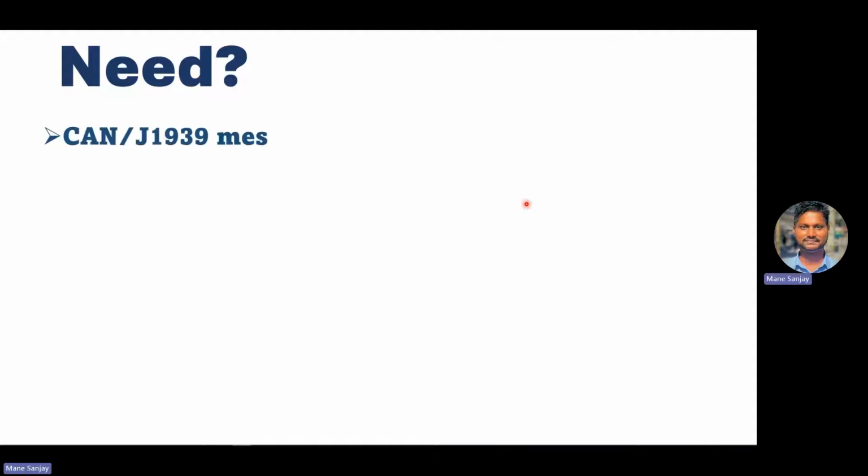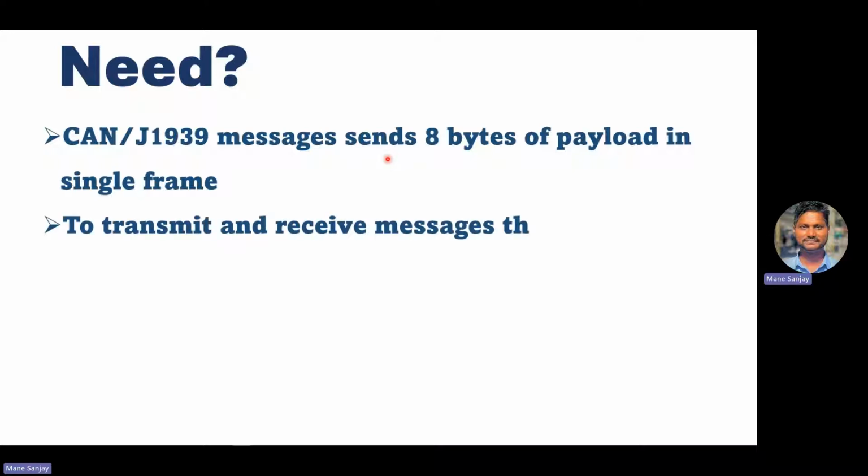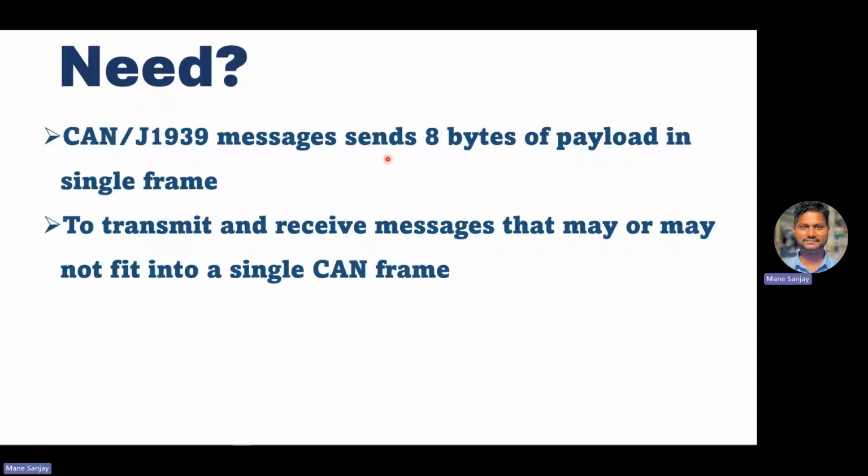So just understand that in CAN, the standard as well as the extended CAN frame messages, including the J1939 messages, the maximum payload is 8 bytes. We cannot send more than 8 bytes of data. So there is a need to transmit and receive messages that may or may not fit into a single frame. In that case, we need a separate protocol. And this is this protocol, basically the transport protocol.